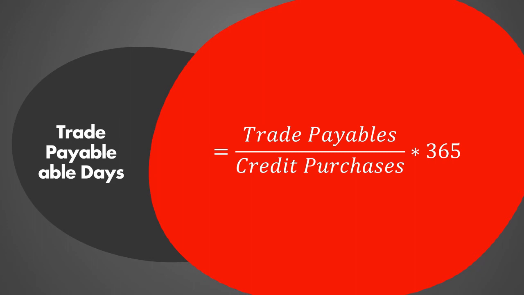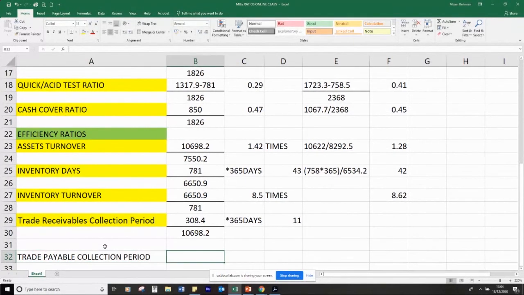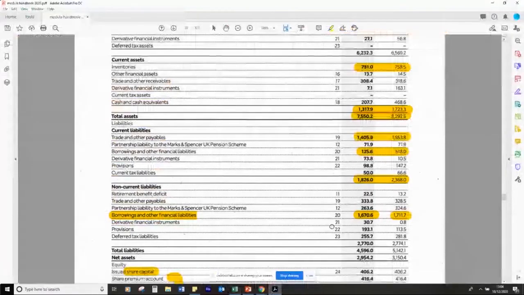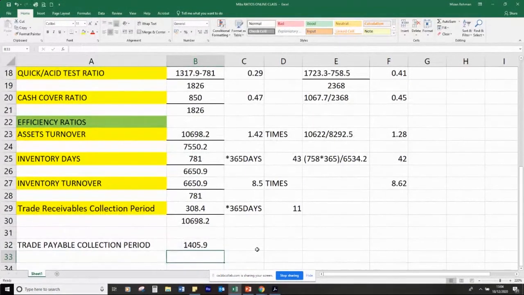Trade payables, my suppliers, divided by credit purchases. Credit purchases and cost of sales are the same thing, okay guys? So you can use cost of sales instead of credit purchases. Payable period, my suppliers: going to my balance sheet, trade and other payables, we have already looked at it, 1405.9, divided by cost of sales. We have already used cost of sales somewhere here. That is 6650.9. And there is 365 days as well.